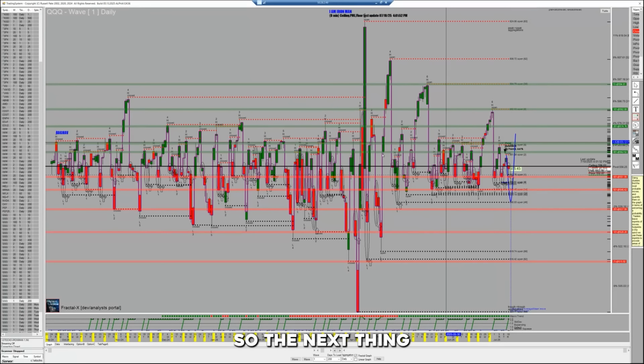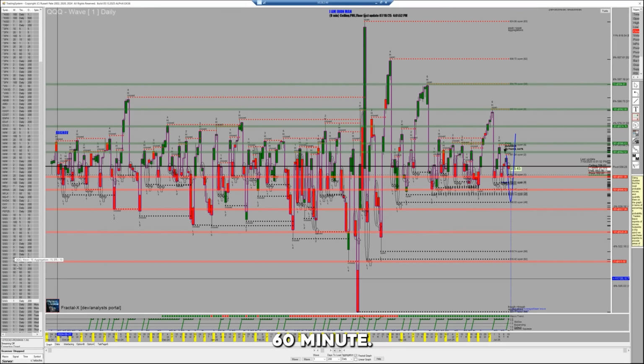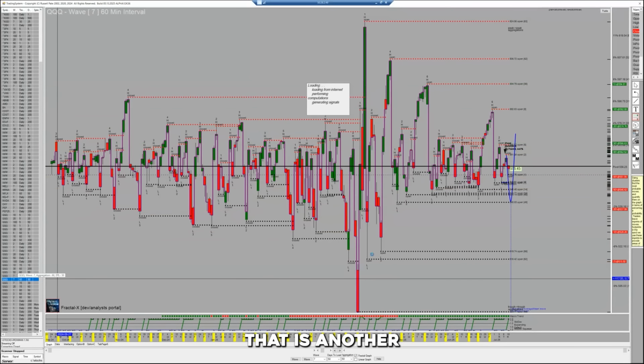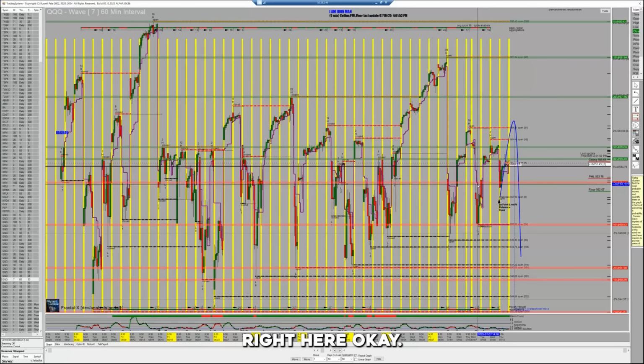Okay, so the next thing we are going to look at is the wave 760 minute. That is another good time frame. Same thing right here. With wave 760 minutes, you're going to see more transitions compared to the wave one daily. This is a 60-minute aggregation, so one candle we see right here is 60 minutes. You're going to see that the transitions here last much longer, so this is a bigger time frame.